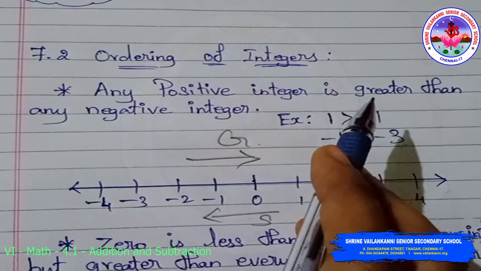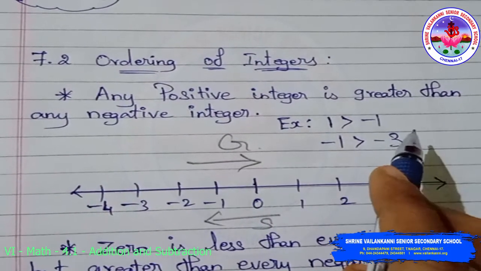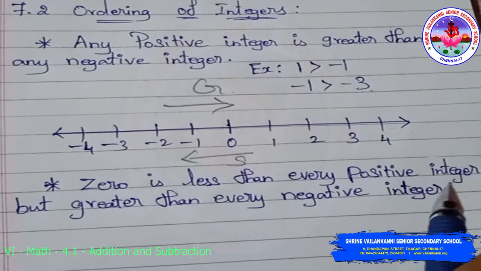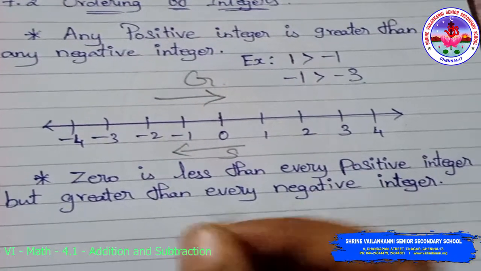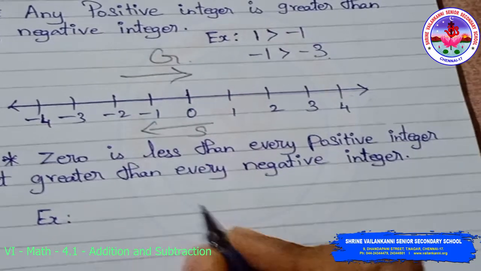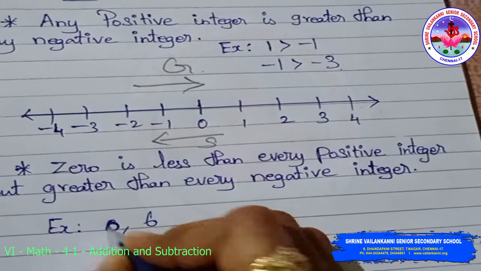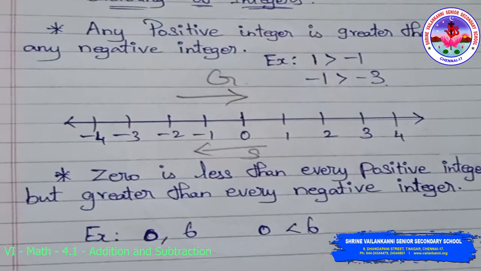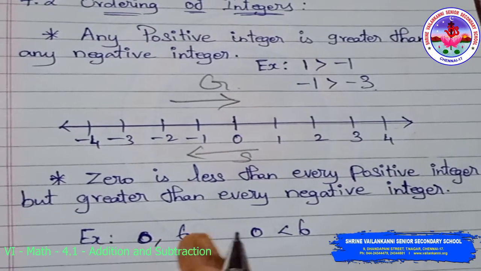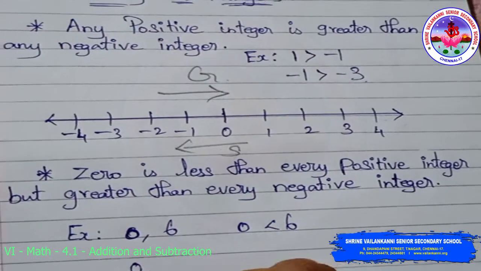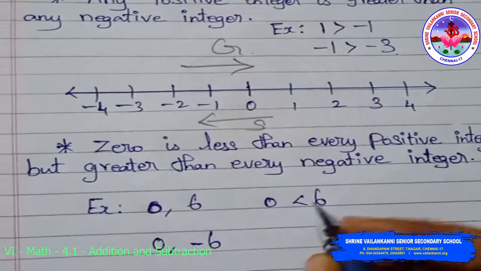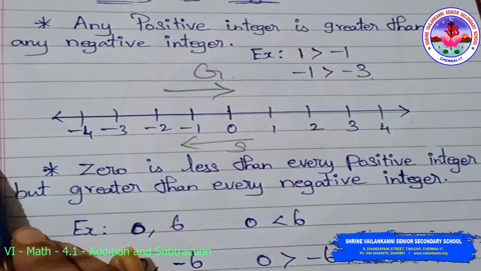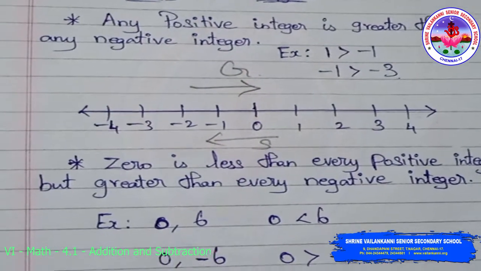First point, any positive integer is greater than any negative integer. The second one: 0 is less than every positive integer but greater than every negative integer. For example, 0 and 6. Which one is greater? 0 is less than 6. That is for a positive integer. Next example for a negative integer, 0 comma negative 6. Here 0 is greater than negative 6 because negative values are smaller than 0.